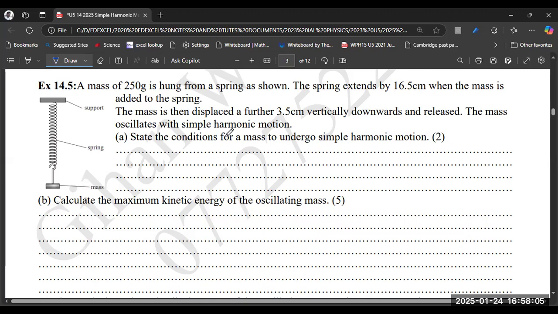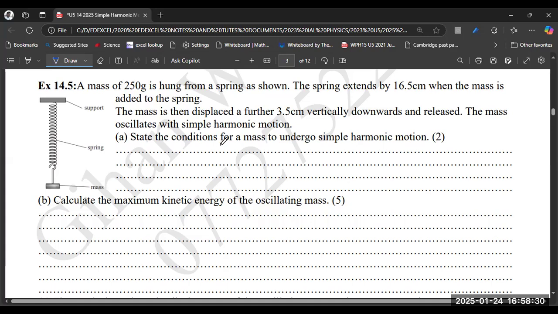State 14.5. Now, when you are stating the conditions necessary, always be very careful and vigilant about how the question is being asked. So in here, they just ask to state the conditions for the mass to undergo simple harmonic motion. So that is a direct open question.